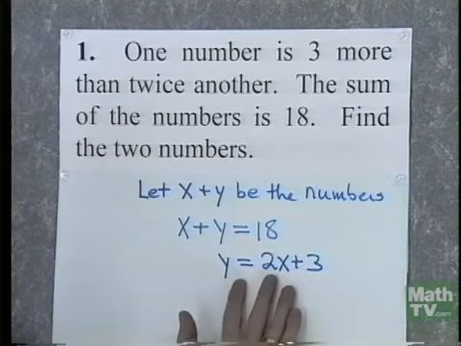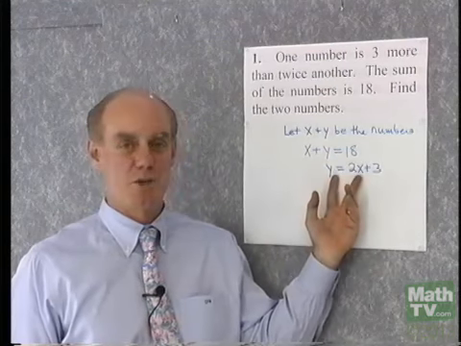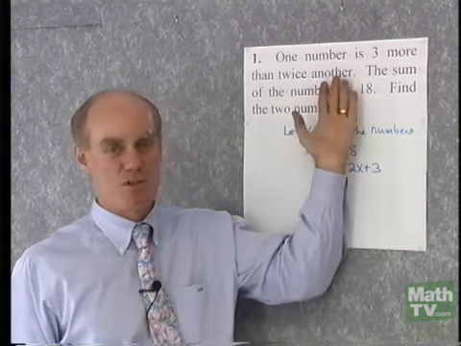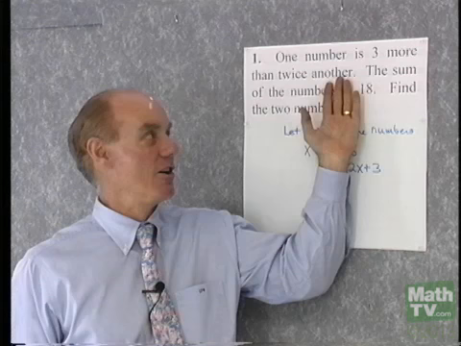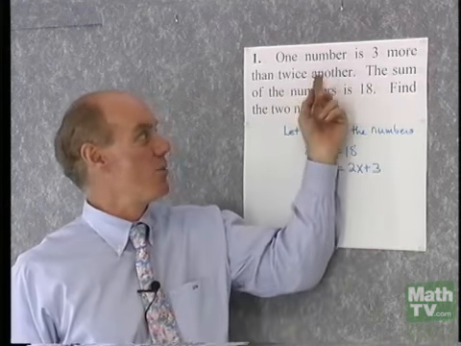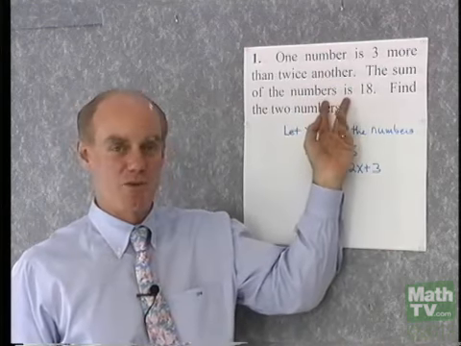So this system of equations that I've written right here, x plus y equal 18 and y equal 2x plus 3, is a system of equations that together describe the situation in this problem. The second equation tells us that one number is 3 more than twice another, and the first equation tells us that the sum of the two numbers is 18.